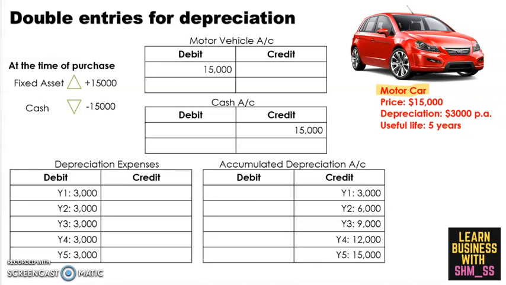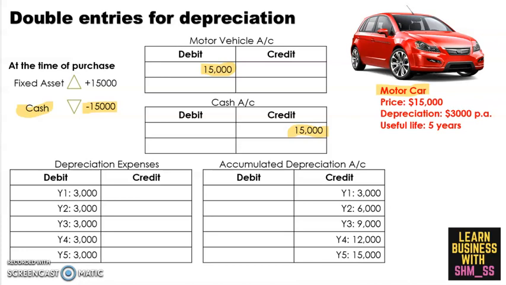When we purchase the car, the fixed asset will automatically increase by 15,000. In other words, the motor vehicle account will increase by 15,000, so we debit 15,000, and cash will reduce by 15,000, so we credit the cash account by 15,000.